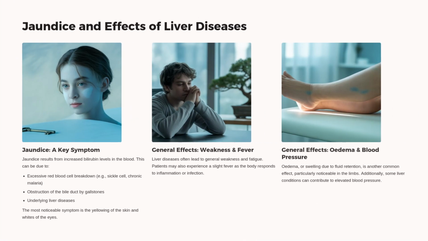Jaundice and effects of liver diseases. Jaundice, a key symptom. Jaundice results from increased bilirubin levels in the blood. This can be due to 1. Excessive red blood cell breakdown, e.g., sickle cell, chronic malaria. 2. Obstruction of the bile duct by gallstones. 3. Underlying liver diseases.